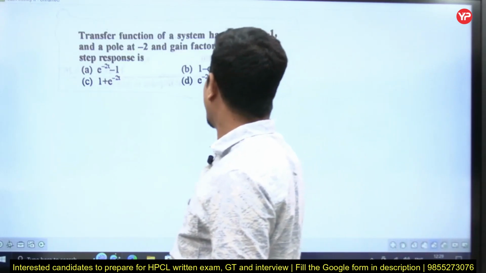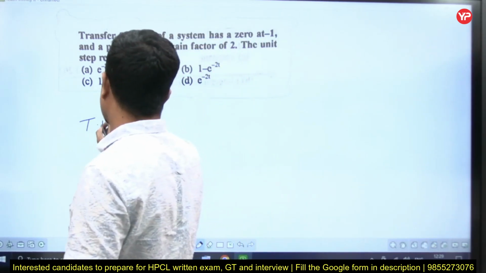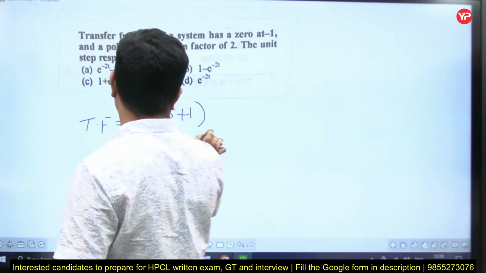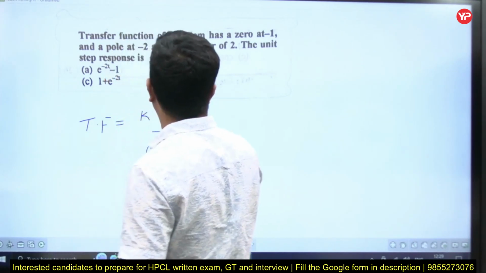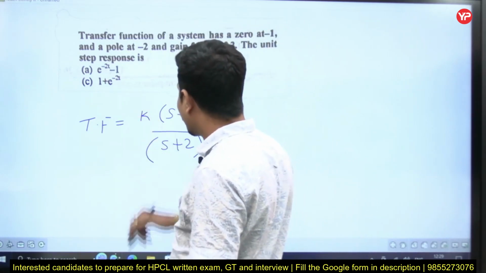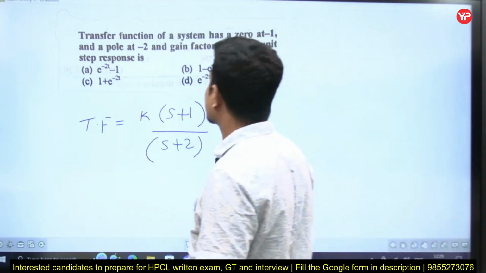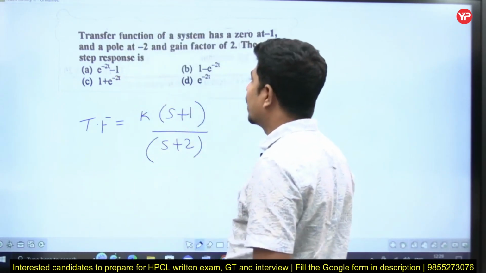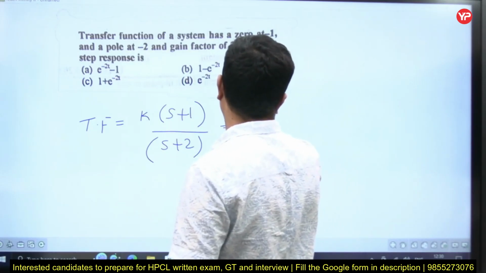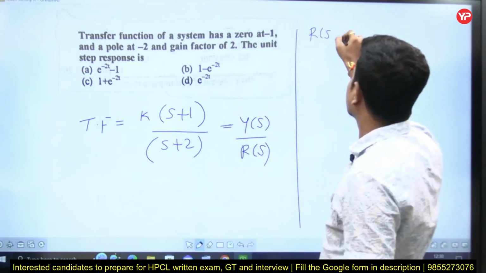The transfer function of a system has a zero at -1 and a pole at -2. So the transfer function is some K into (s + 1), since it has a zero at -1, over (s + 2), a pole at -2, and a gain factor of 2. He is saying this gain factor K is 2. Then he is asking about the unit step response. Very simply, the transfer function is equal to Y(s)/R(s), where R(s) is equal to 1/s.